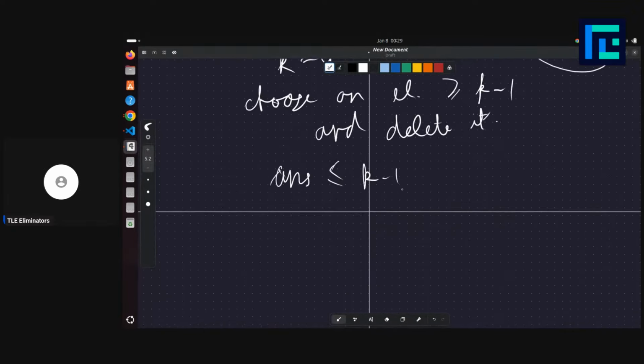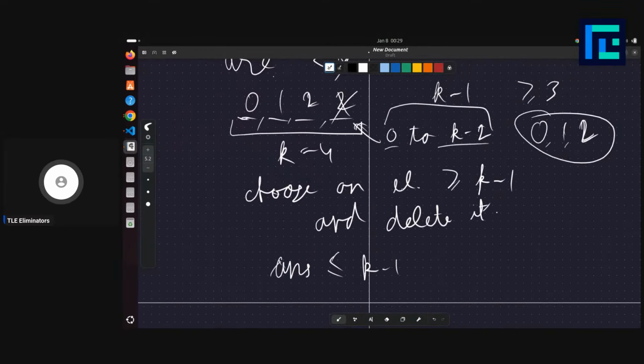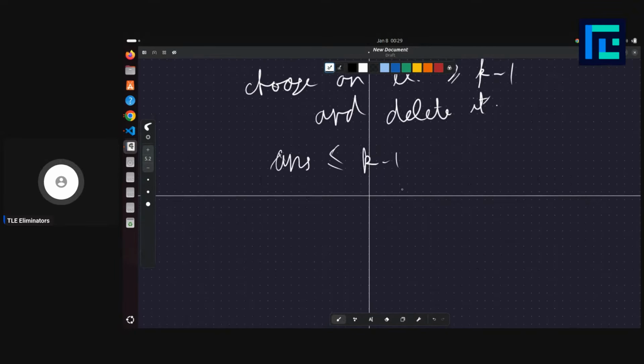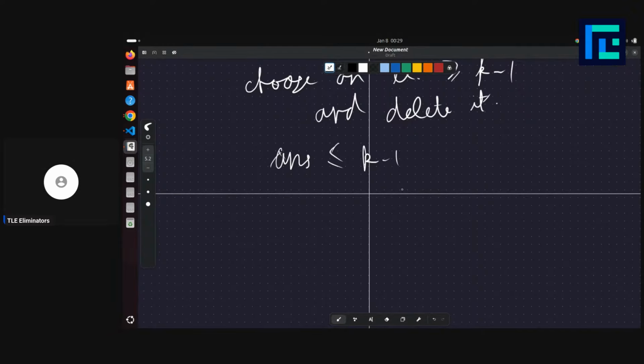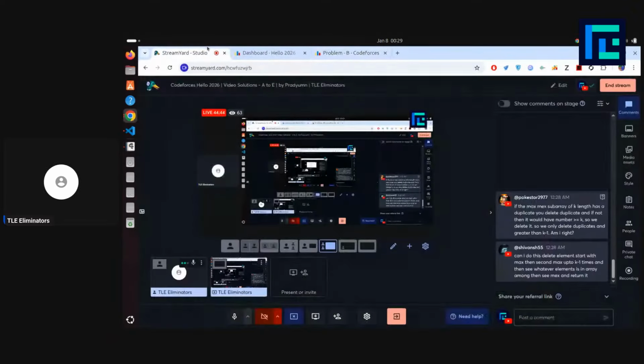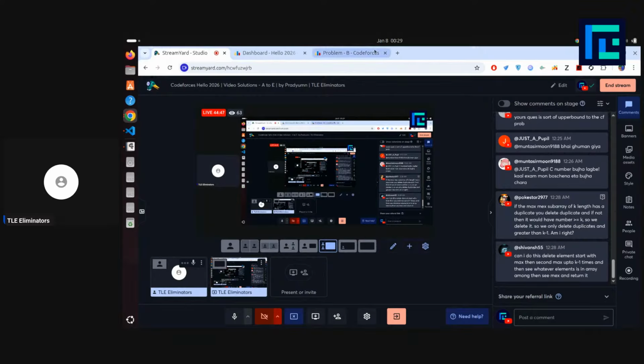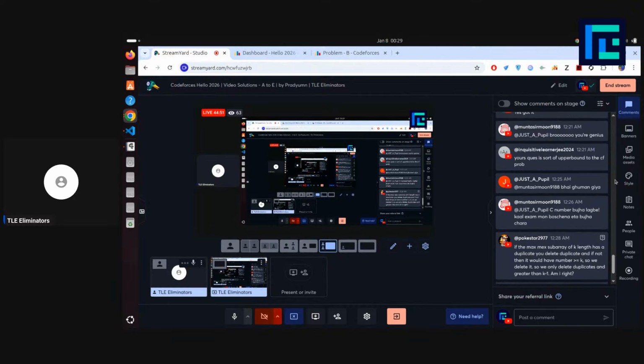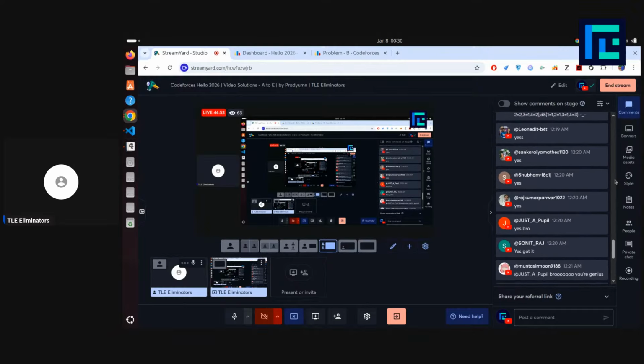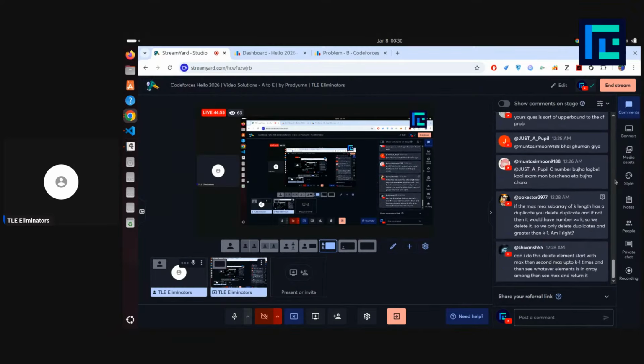Like, you can always choose an index which is either greater than equal to k minus 1 or it is duplicate in the subarray, right? Yeah, exactly.